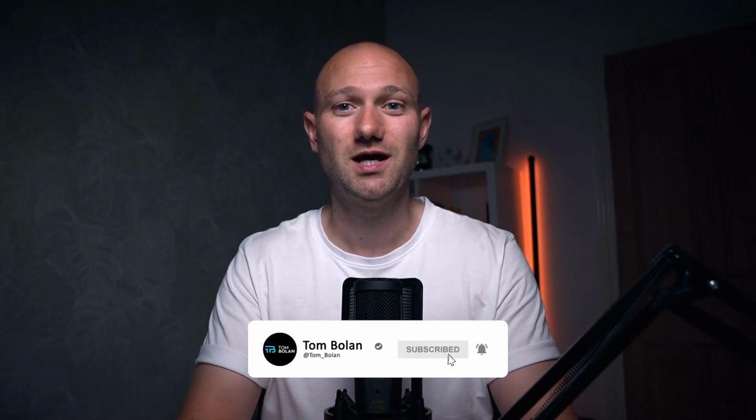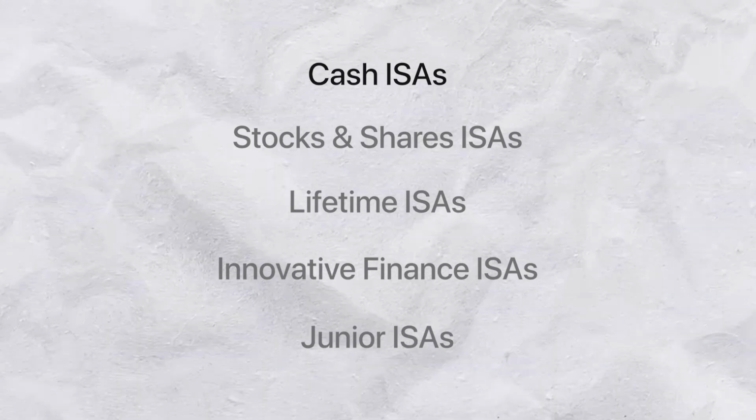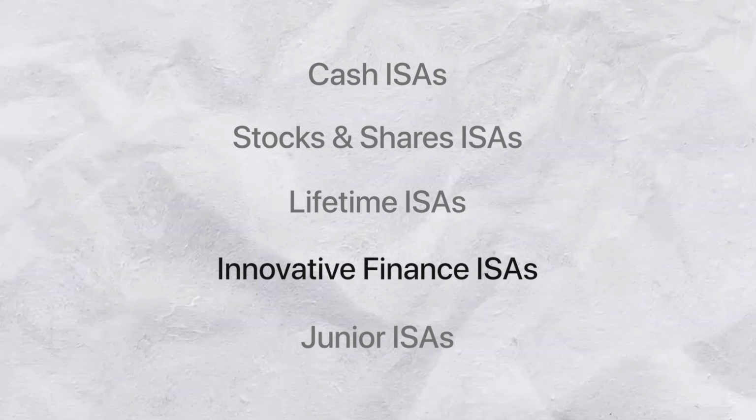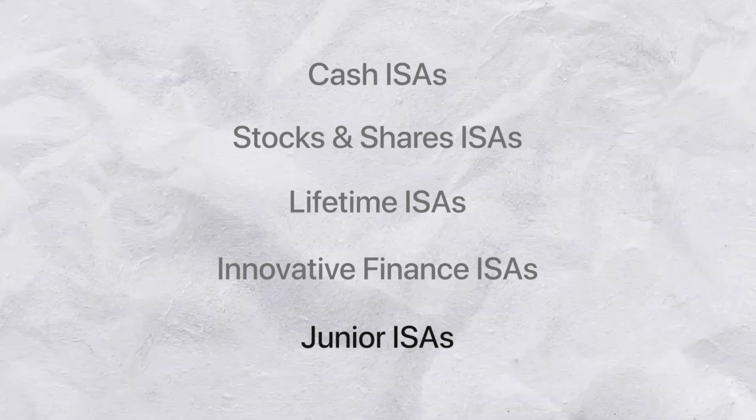In today's video, we're going to be diving deep into everything you need to know about ISAs in the UK in 2025. Whether you're just starting out or you want a clearer understanding of your options, this guide will cover the different types of ISAs available, including cash ISAs, stocks and shares ISAs, lifetime ISAs, innovative finance ISAs, and junior ISAs. We'll break down how each one works, the contribution limits for this tax year, the key benefits and risks, and important rules you should be aware of.